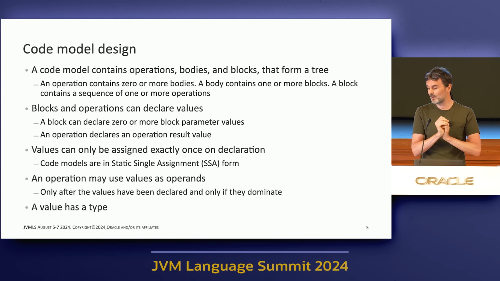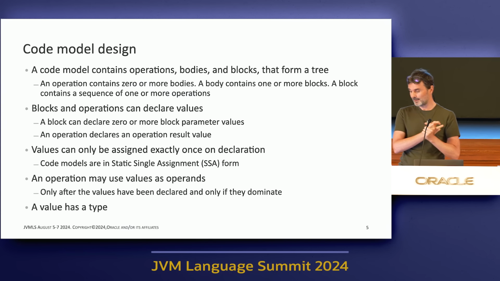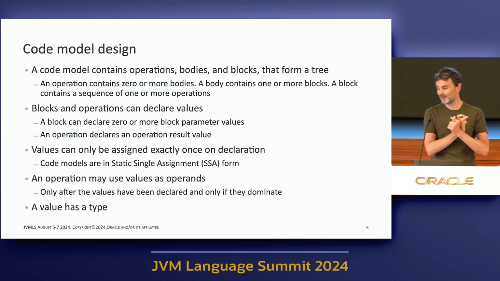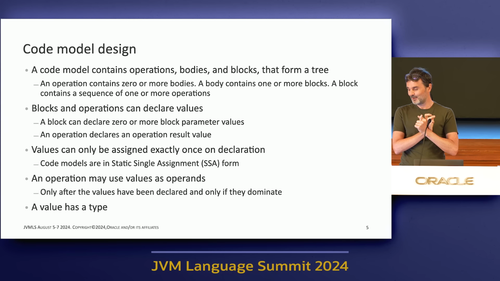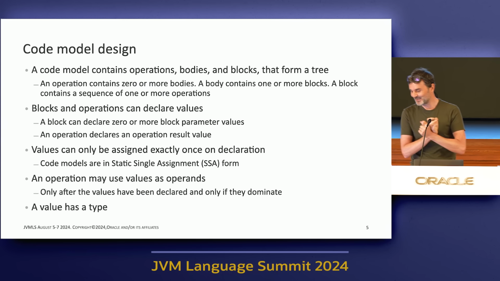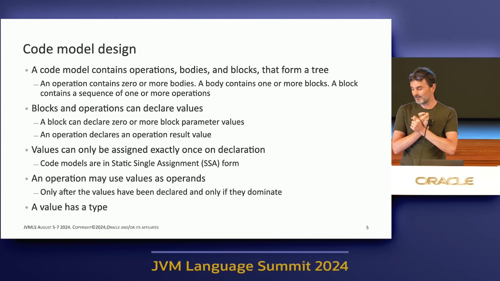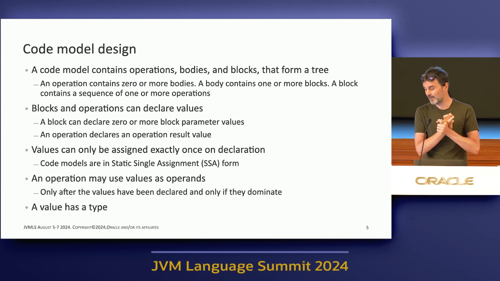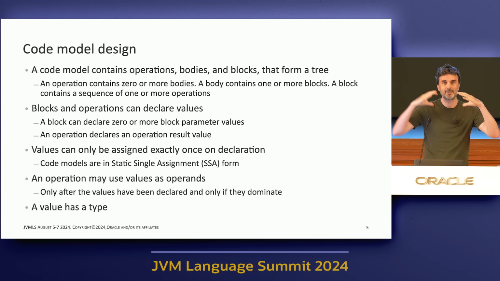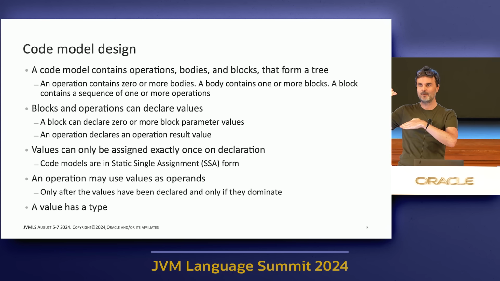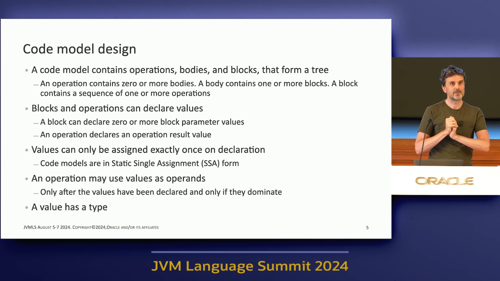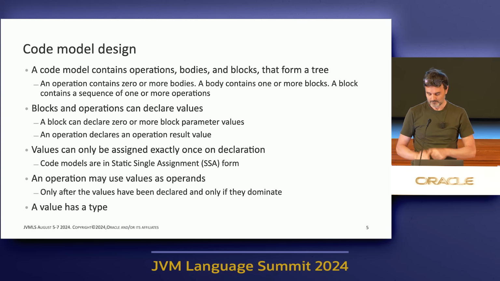Values can only be assigned once on declaration, so it's in static single assignment form. I always get it wrong. Is it static single or single static? I get them mixed up. And an operation can use values as operands, only after values have been declared. And a value has a type. So in fact, I can fit it all on this slide, although I'm speaking quite fast. It means it's quite compact and I think quite accessible.